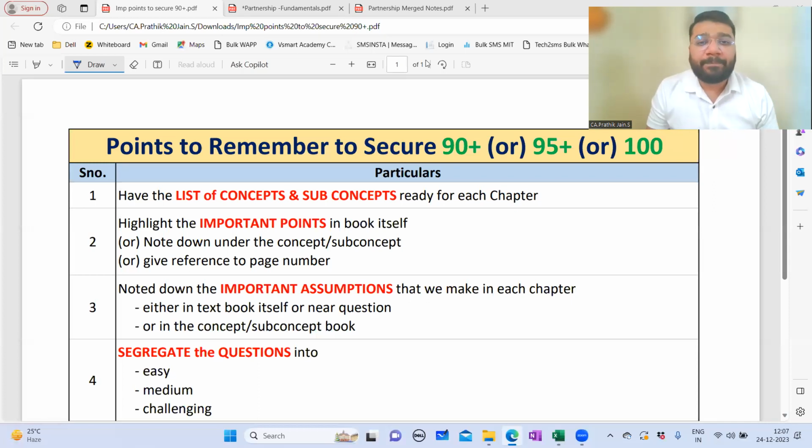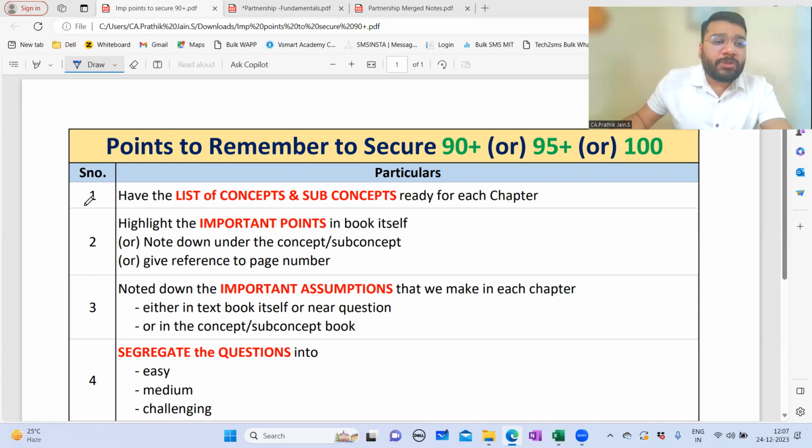So, points to remember to secure 90 plus or 95 plus or 100 in accounts in your board exams. You can follow these tips for even other subjects. Even that will help you to score 90 plus or 95 plus or 100 plus in those subjects.